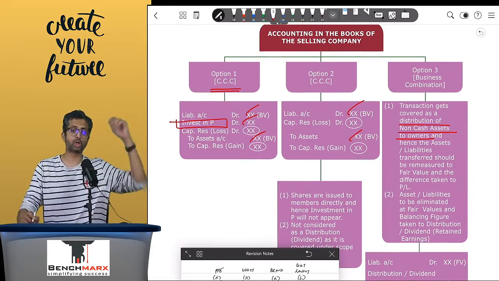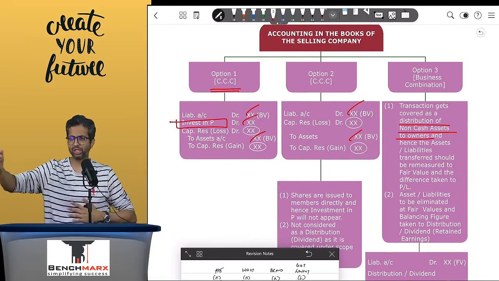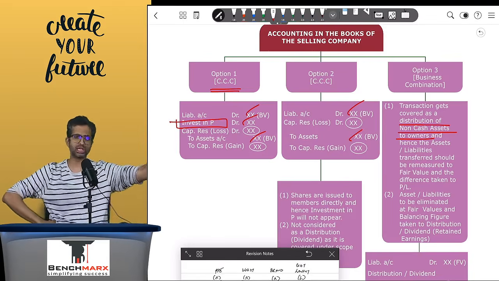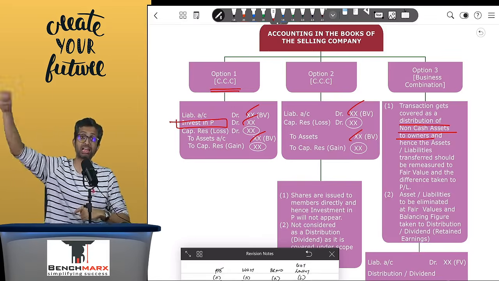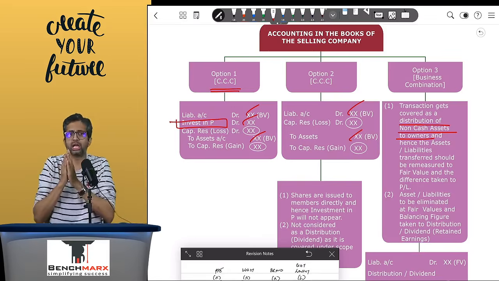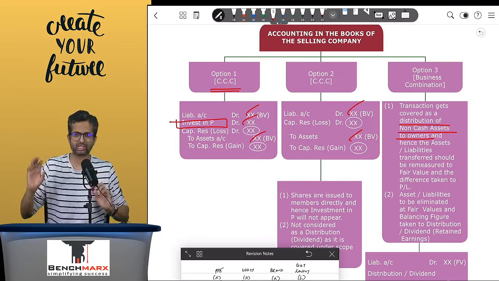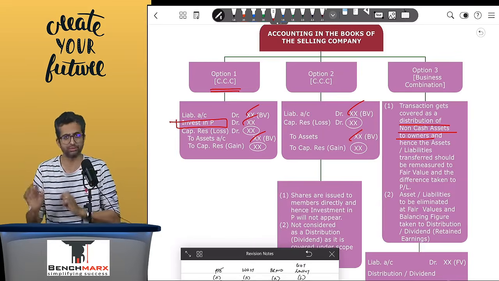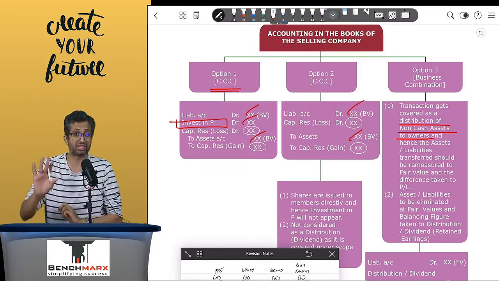A student can always argue that, sir, even in option 2, when there was a common control combination, you were issuing shares to the shareholders A and B, that is also a distribution to the owners. However, the appendix to Ind AS 10 has a scope exclusion. It says that we will not cover under this guidance common control combinations, and hence in case 2 we don't treat it as a distribution, but in case 3 we do treat it as a distribution. So over here this is a little complicated, but the institute has never asked you a sum on this.